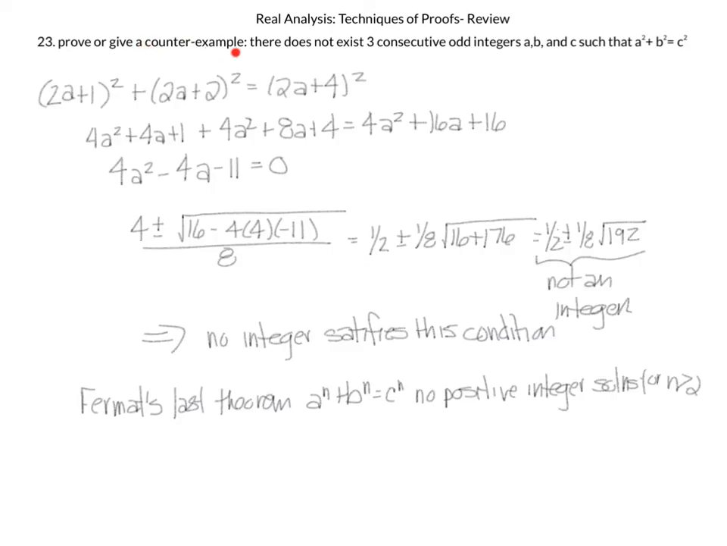Here, prove or give a counterexample. There does not exist 3 consecutive odd integers, a, b, and c, such that a squared plus b squared is equal to c squared. And there's one remark I'm just going to make really quickly. To express an odd integer, you're going to do something of the form 2k plus 1. That's how you express an odd integer.